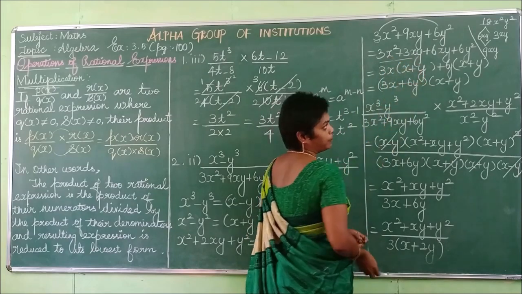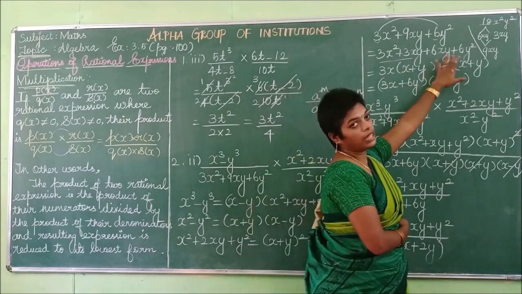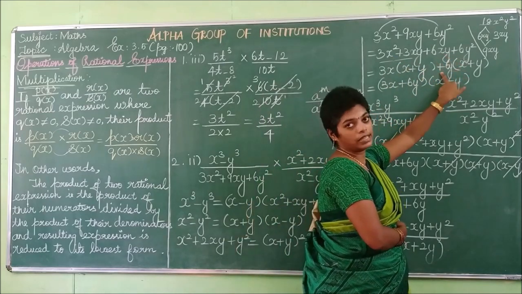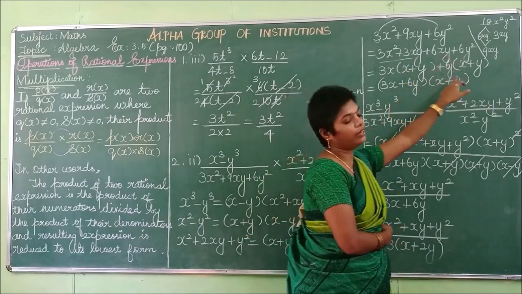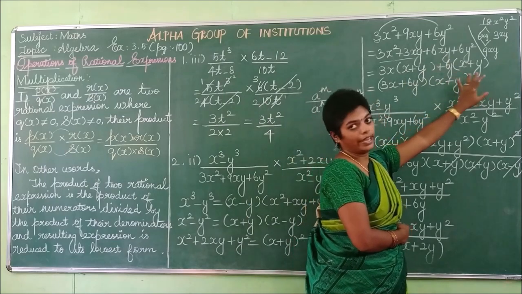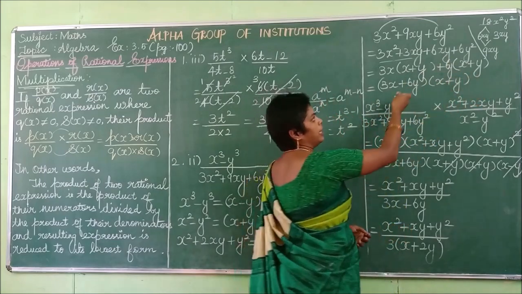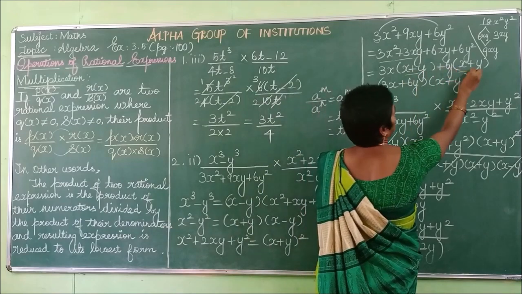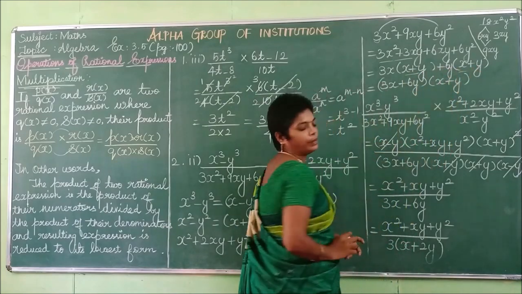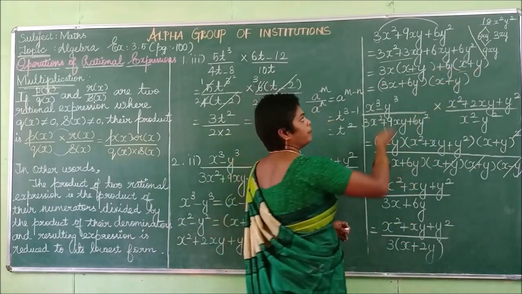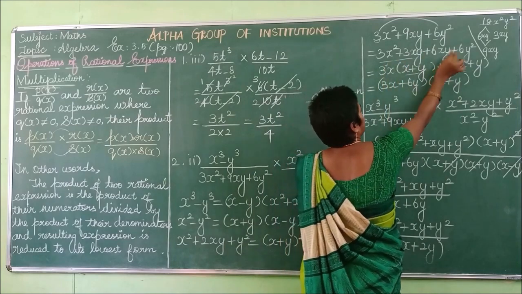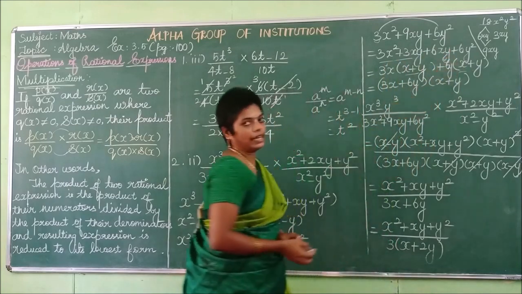That can be written as x plus y. Then from these two terms, 6y can be taken as common. Then only the similar term will come: x plus y. Then listen, here also x plus y, here also x plus y. You can take that x plus y as common. So what are the remaining terms? 3x plus 6y. So that will be written like this.